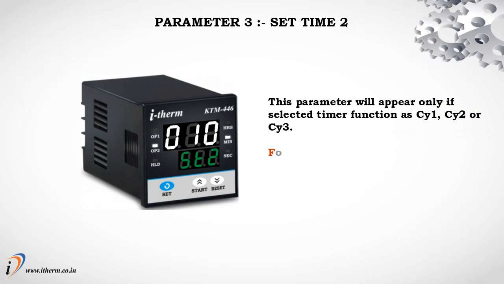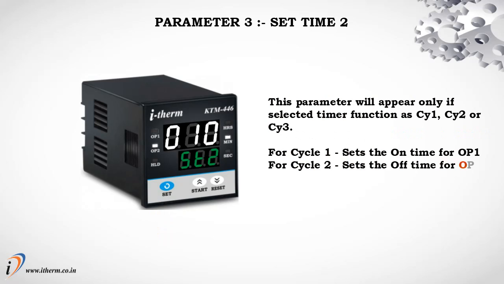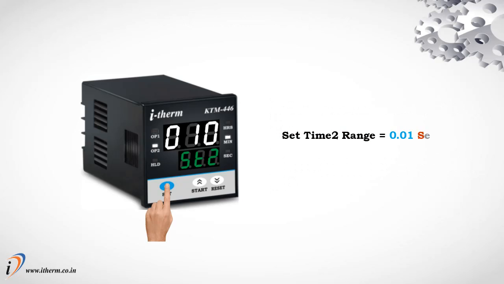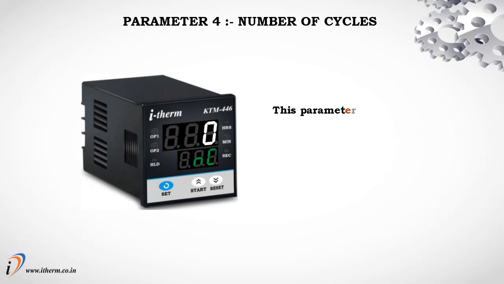Parameter 3, set time 2. This parameter will appear only if selected timer function is cycle 1, cycle 2 or cycle 3. For cycle 1, sets the on time for output 1. For cycle 2, sets the off time for output 1. For cycle 3, sets the reverse time for output 2. Set time 2 range 0.01 seconds to 999 hours, depends on range 2.